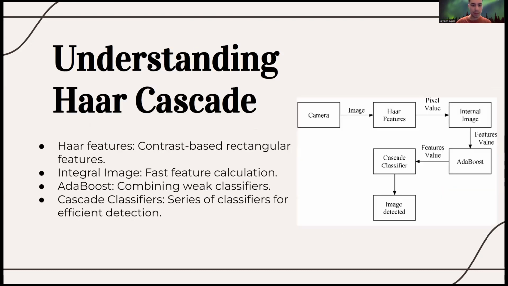The Haar cascade algorithm proposed by Viola and Jones is a machine learning based approach for object detection. It uses Haar features, which are contrast based rectangular features, and integral images for fast feature calculation. AdaBoost is used to combine weak classifiers into a strong classifier, and a cascade of classifiers ensures efficient detection.